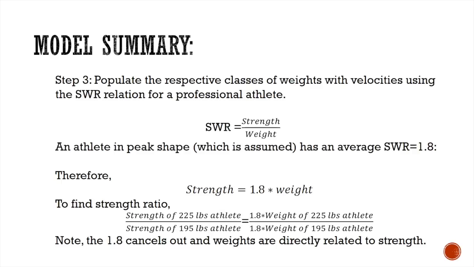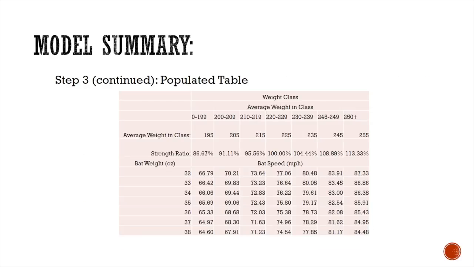To find the different ratios from weight class to weight class, the following equation is used to show that the SWR of an athlete is not taken into account, and the weights are directly correlated to each other in terms of strength. So, step 3, using that correlation, you now further populate the table.